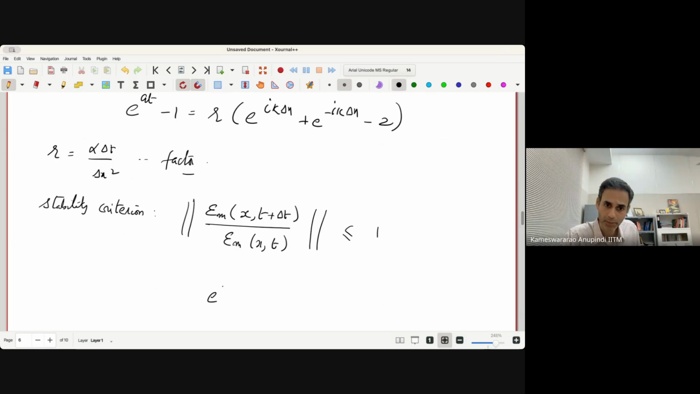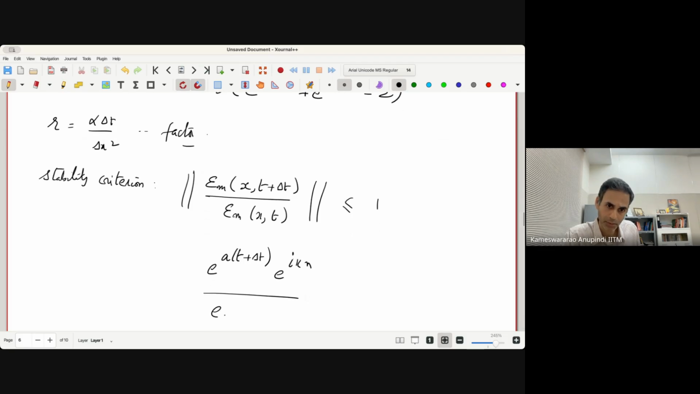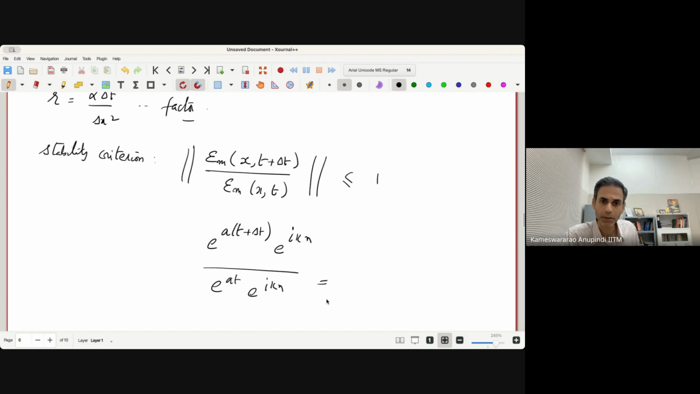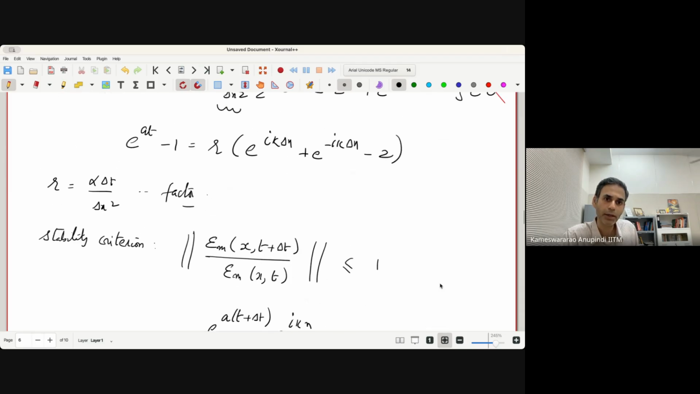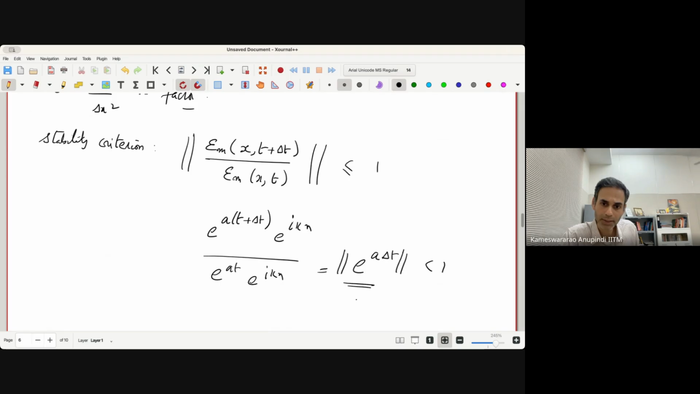But then what is epsilon m at x comma t plus delta t? Using our model, this can be written as e to the power a t plus delta t times e to the power I k x, divided by e to the power a t, e to the power I k x. Okay. Then this is nothing but e to the power a times delta t, right? Modulus of this is less than 1. Okay. So let's call this some factor g.